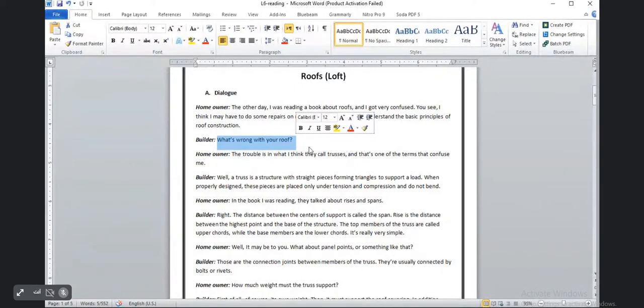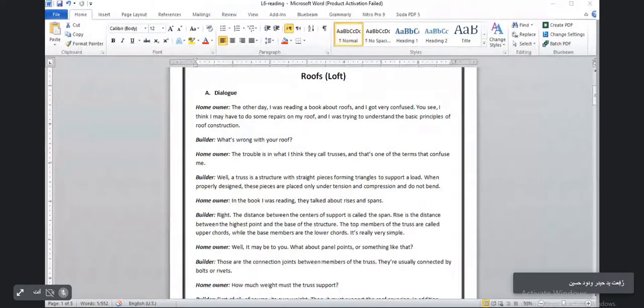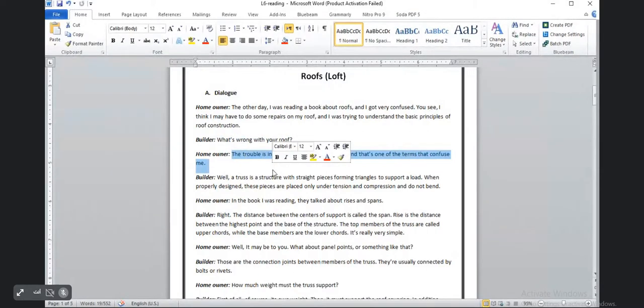Now let's continue reading. Now the question is, who would like to read? Who would like to? Yes, we have the first volunteer, Haider Wadud. Yes, sir. Could you please read what the homeowner says?